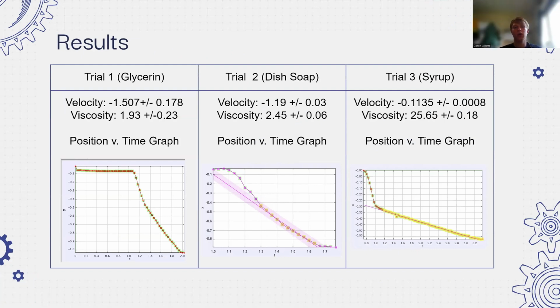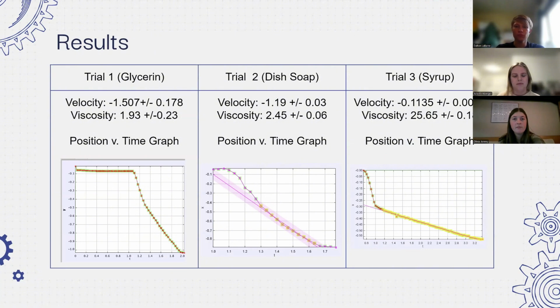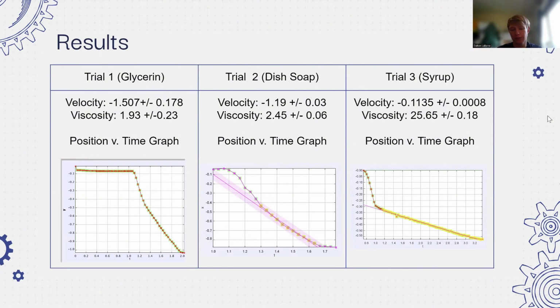Okay, so these were our results. We wanted to calculate it when it reached terminal velocity, which means that the acceleration was zero. So we looked at the acceleration graph and we saw that point in time when it was zero. So that means on the position graph, you'd see it as a linear segment. So we took that linear segment and we created a trend line for it to give us an average velocity of the terminal velocity. So for trial one, we found that to be negative 1.507.